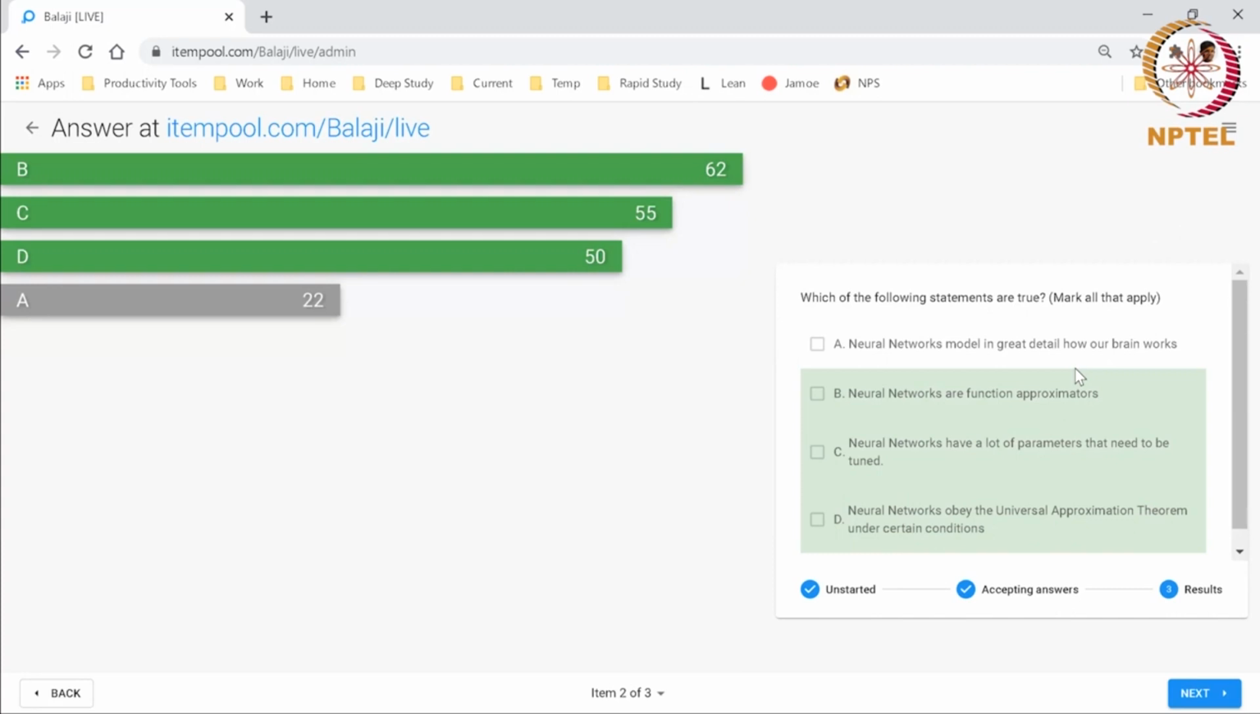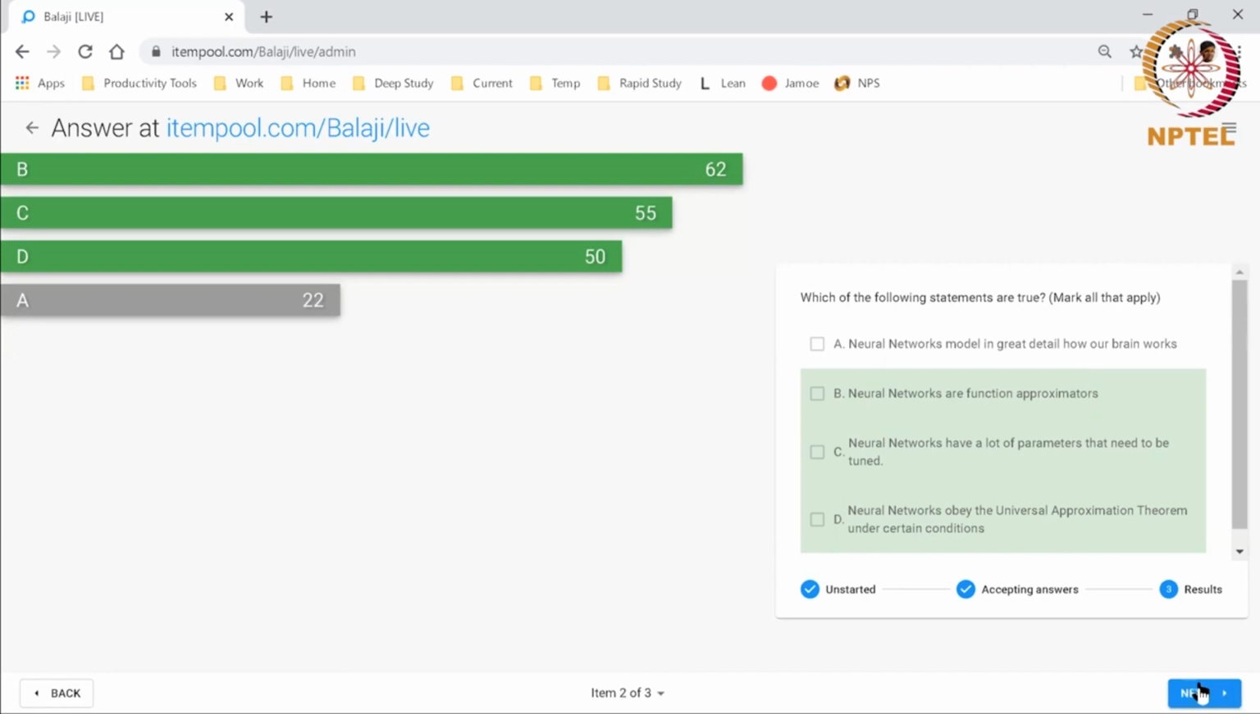So I just want to explain. Neural networks, as you'll see later on, are essentially just a graphical way of representing a complex function. That is one way to see neural networks. They have a lot of parameters that need to be tuned. As you increase the number of parameters, you get better tuning. They obey something called the universal approximation theorem, which says that under certain conditions, a neural network can approximate any function whatsoever, provided you give me a sufficient number of parameters and sufficient data.